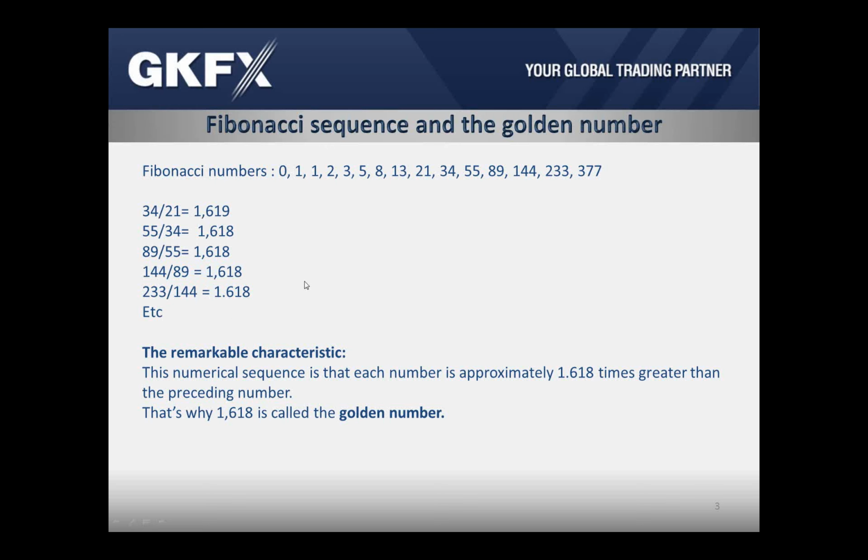So here there is a remarkable characteristic of this numerical sequence: each number is approximately 1.618 times greater than the previous number. So this number, 1.618, is called the golden number. This is the golden number, and with it we may calculate Fibonacci retracements and Fibonacci extensions.